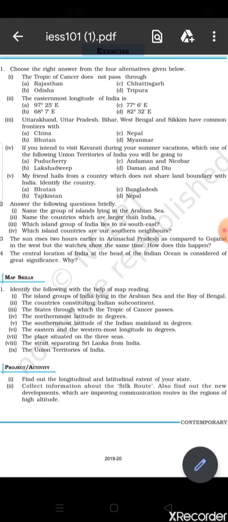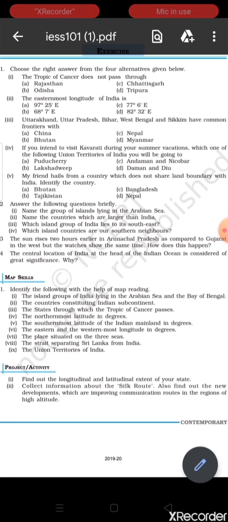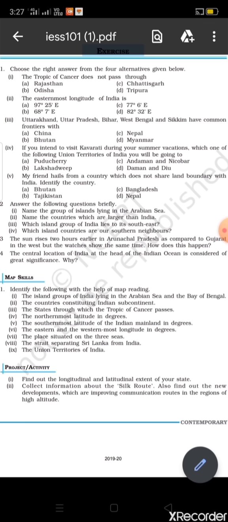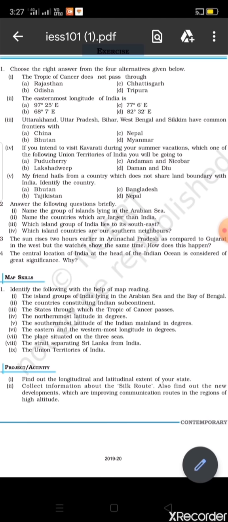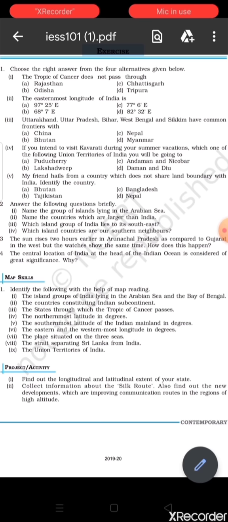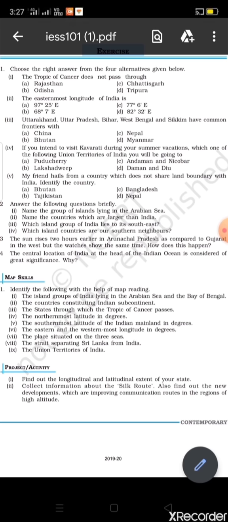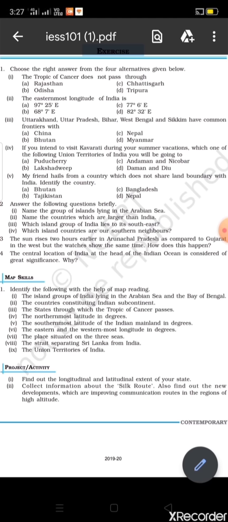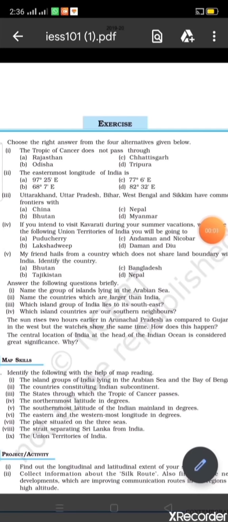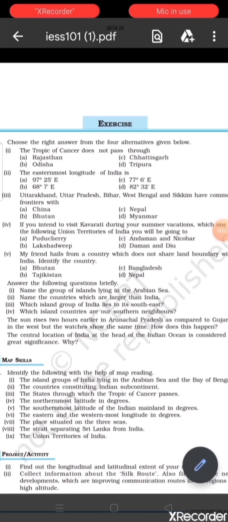First question is, the Tropic of Cancer does not pass through, and the answer is Odisha. Odisha is the state from which the Tropic of Cancer does not pass. The second question is, the easternmost longitude of India is 97 degree 25 minute east. And the third question is, Uttarakhand, Uttar Pradesh, Bihar, West Bengal and Sikkim have common frontiers with which country? Which country, student? And the answer is Nepal.